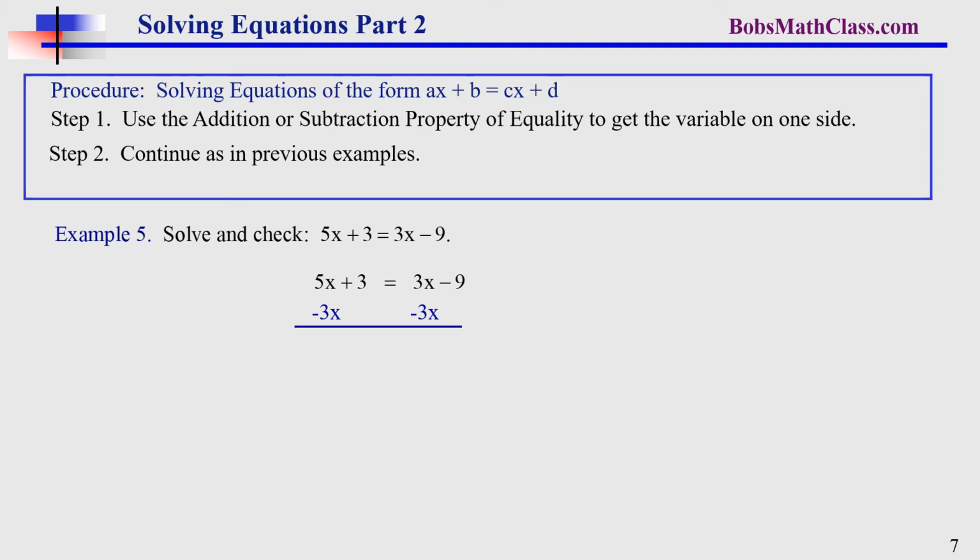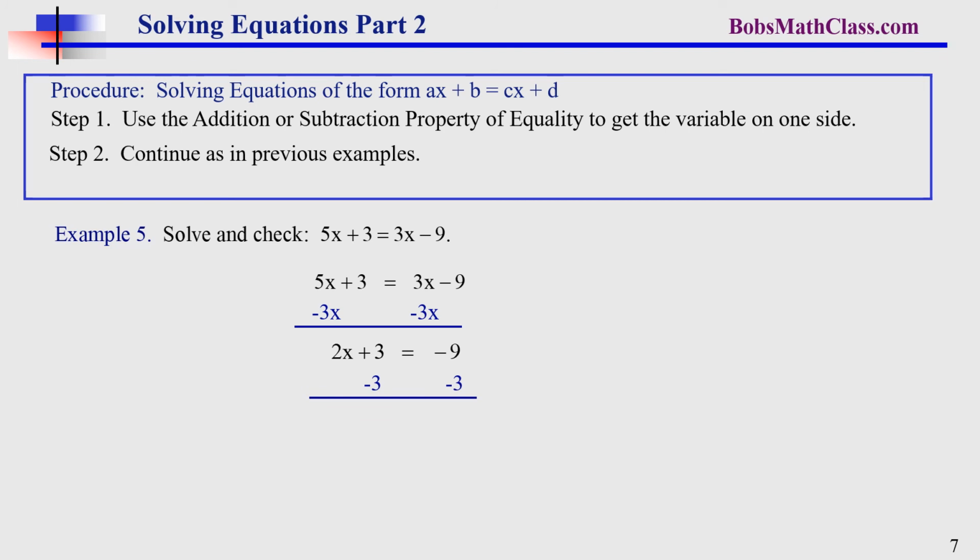Okay, so on the left-hand side, 5x minus 3x, that would be 2x. And then bring everything else down. On the right-hand side, the 3x's cancel. So we're left with 2x plus 3 equals negative 9. Now that looks like the problems we were just doing. We're going to subtract 3 on both sides.